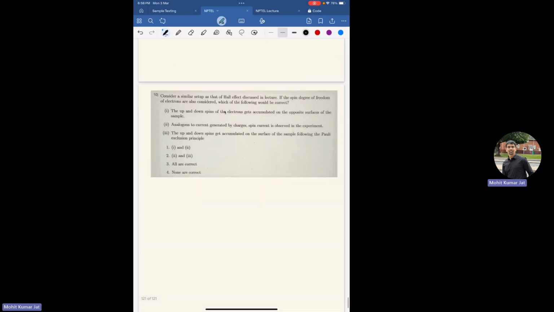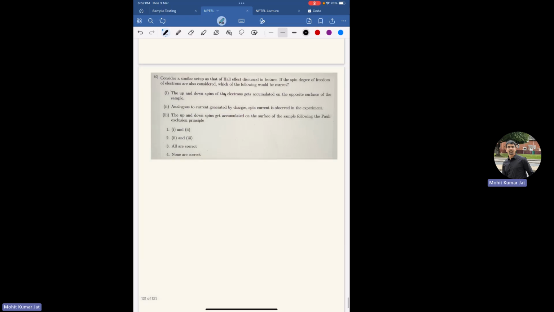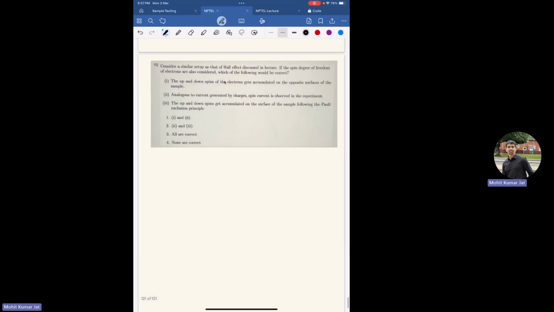Now moving on to the last problem, which considers a similar setup as that of the Hall effect discussed in the lecture. If the spin degree of freedom of electrons is also considered, which of the following would be correct? You know, in the Hall effect, this is my Hall effect.